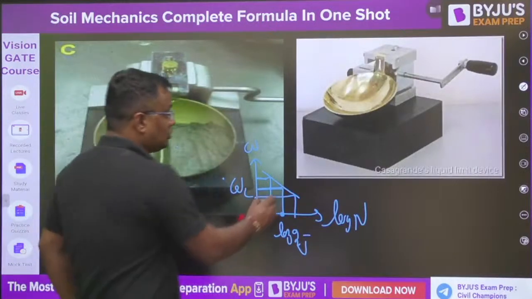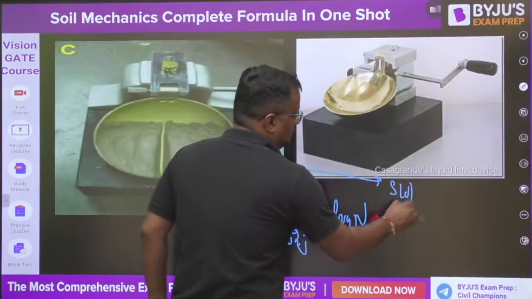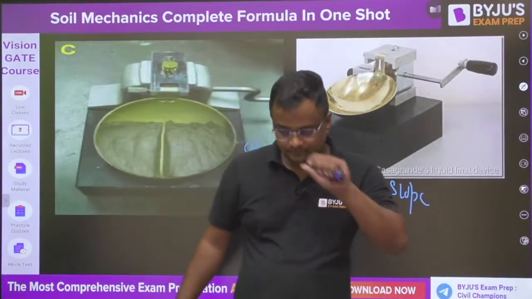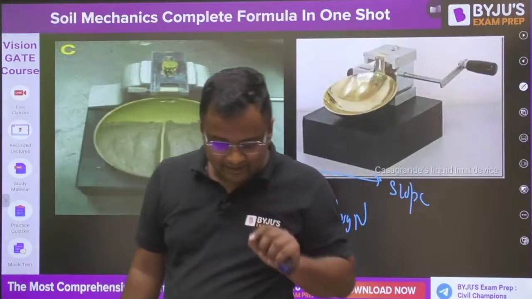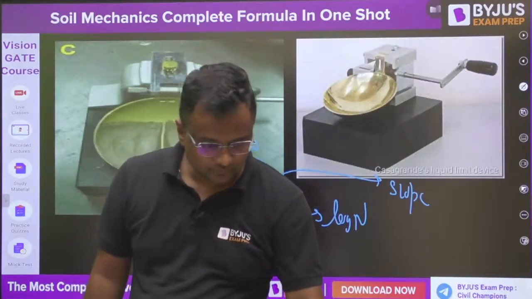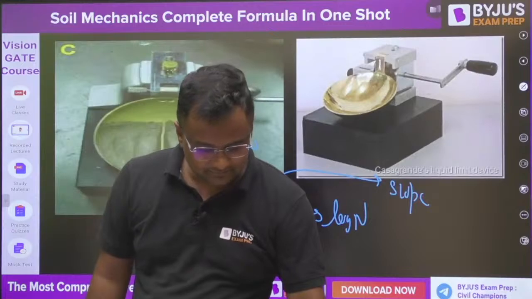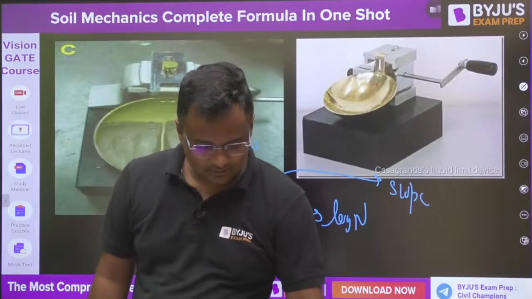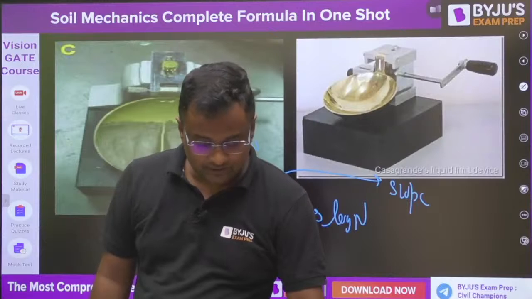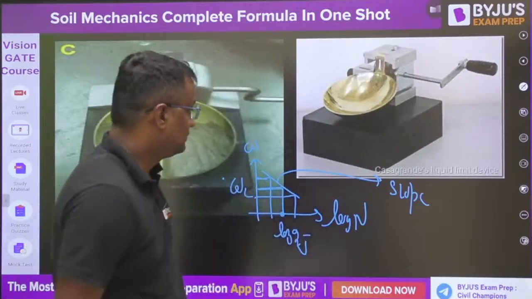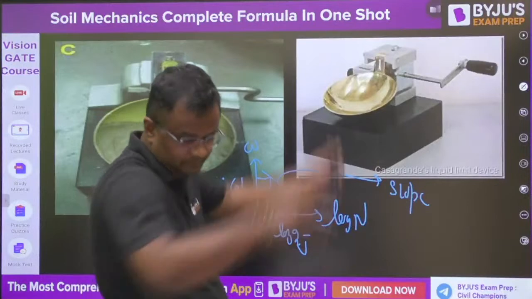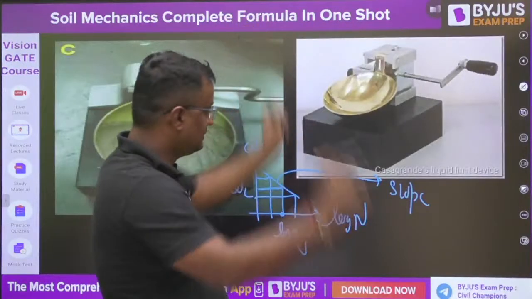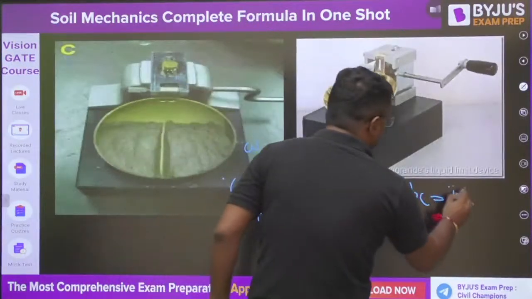Like this, this equation line is given. Can you tell me what is the slope of this line? Can anybody tell me what is the slope of this line? Yes, my champions. Yes, my commandos. Anyone? Slope of this line? Yes, flow index. Who told? Shubham. Samrat. This slope is flow index, IF.